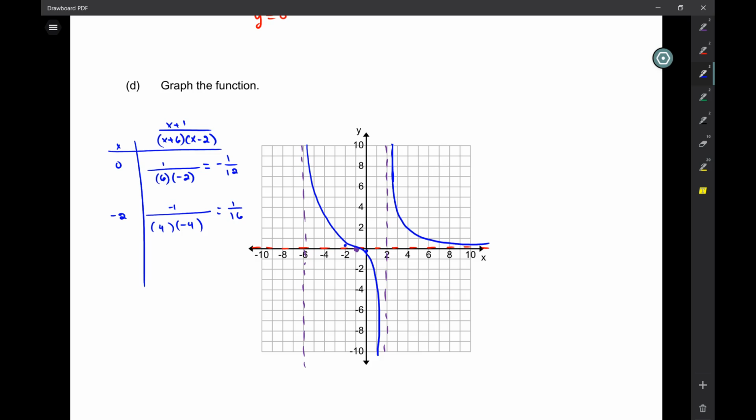What about on the left side? Is it going to be on top or on the bottom of the horizontal asymptote? Bottom. It's going to come up and there.